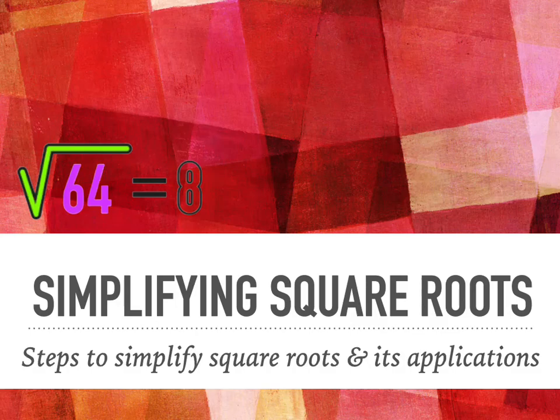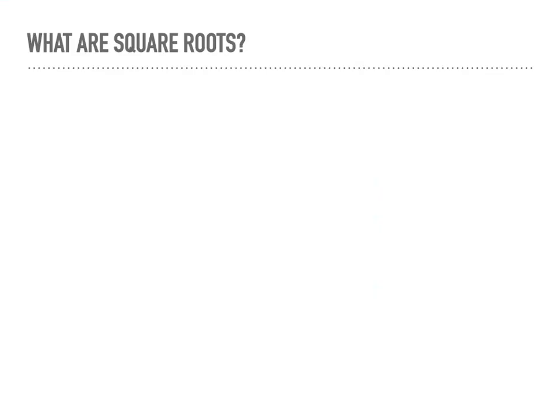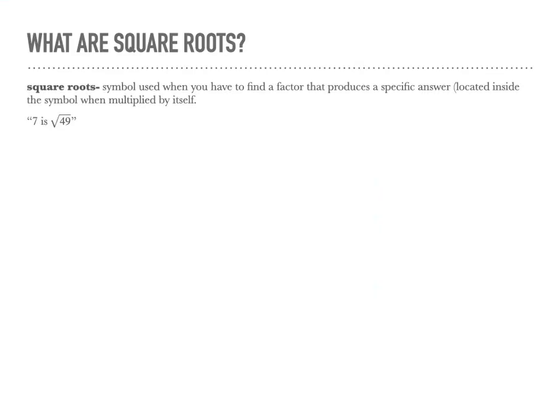In this lesson, we will learn how to simplify square roots. A square root is simply a symbol used when you have to find a factor that produces a specific answer when multiplied by itself. So for instance, you could say 7 is the square root of 49, because the number multiplied by itself, which is 7 multiplied by itself, will get you 49, which is the number located inside of the square root.